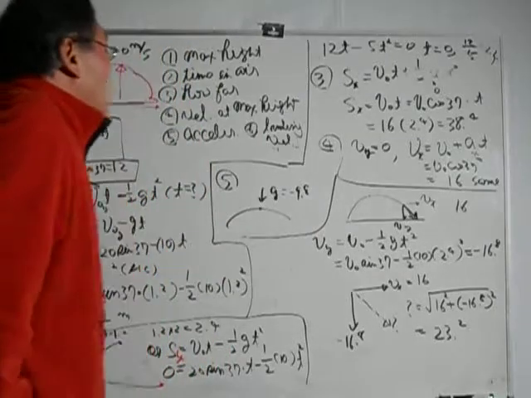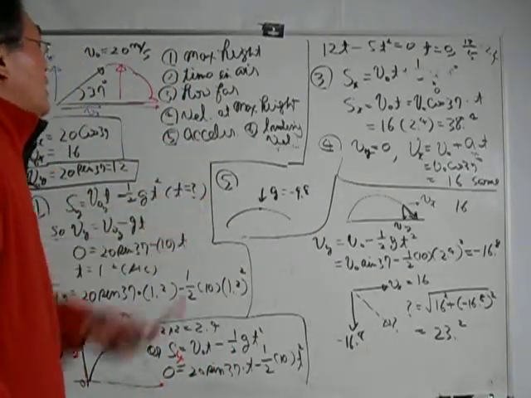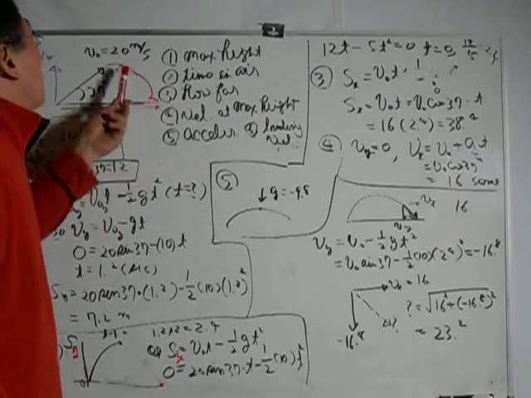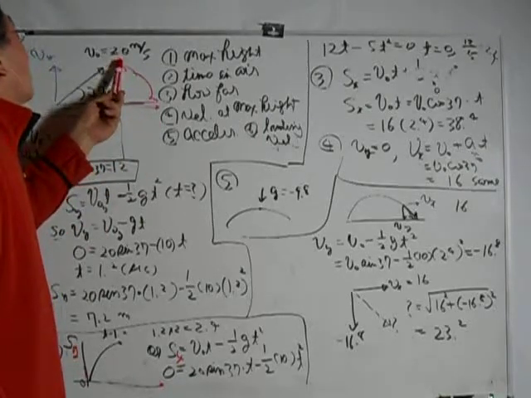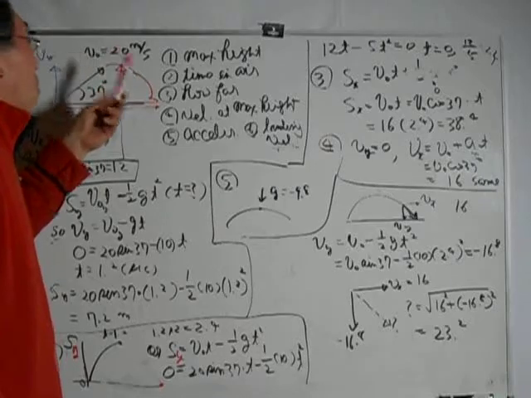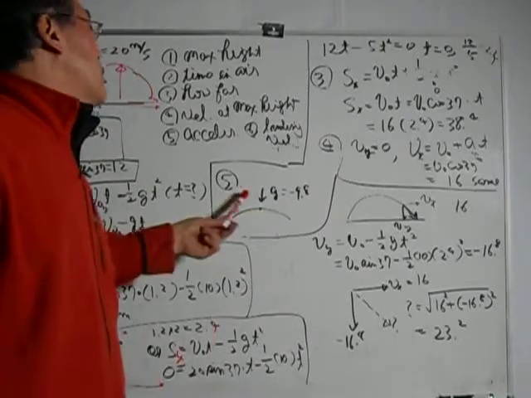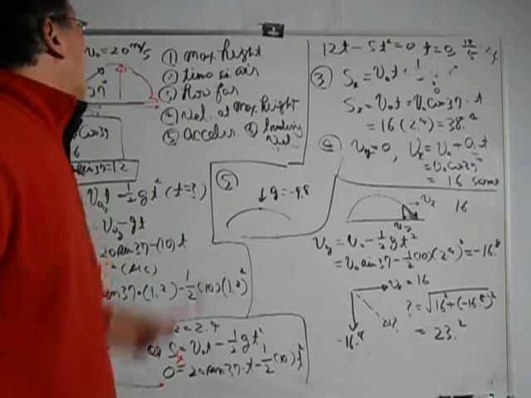Okay, then 5. Acceleration at the maximum height. Yes, maximum height. Here y is 0. Only gravitation is 9.8. So acceleration is 9.8. Okay.